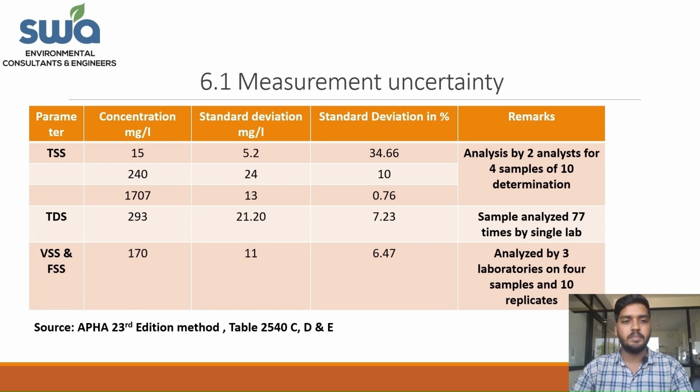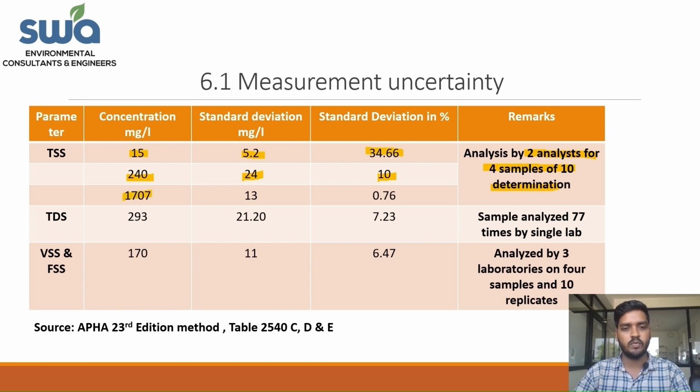So let's see the measurement uncertainty for TSS, TDS, VSS and FSS. Firstly, let's start with the total suspended solids. The concentration of 15 milligram per liter was analyzed by 2 analysts for 4 samples of 10 determinations. The standard deviation derived was 5.2 milligram per liter. In percentage, that is 34.66%. Same for the concentration of 240 milligram per liter, the standard deviation was 24 milligram per liter. In percentage, it is 10%.